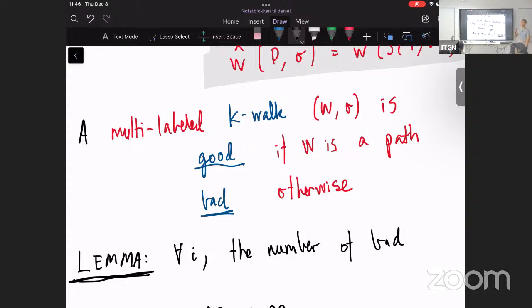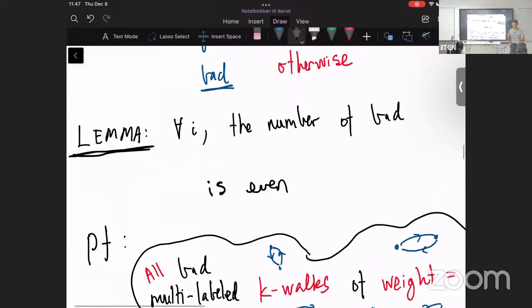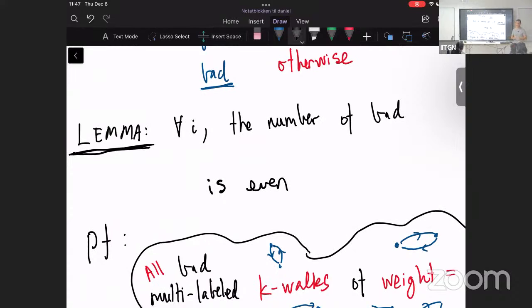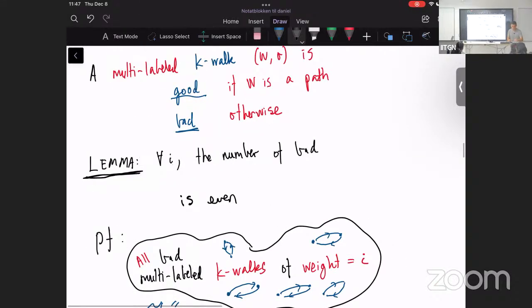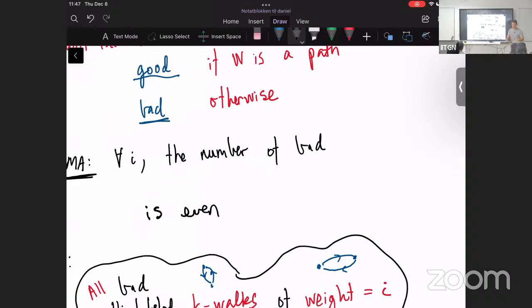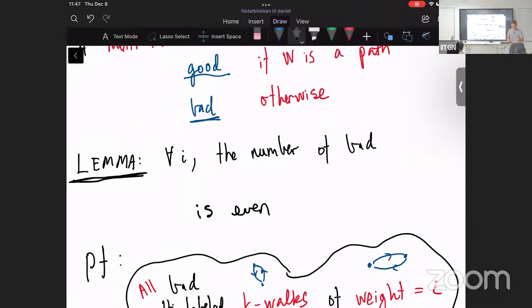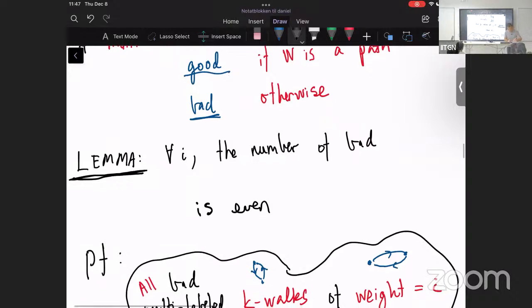Okay. And now comes the lemma that is going to put everything together, because we know that for the smallest weight for which there exists a multi-labeled k-path, that k-path is unique. Yes? In particular, for that weight, the number of multi-labeled k-paths of that weight is odd, because 1 is an odd number. But for every I, the number of bad multi-labeled walks of weight I is even.